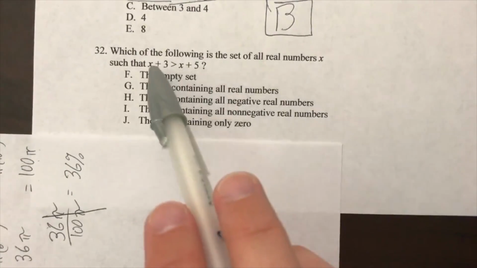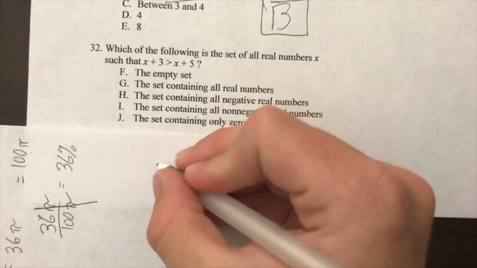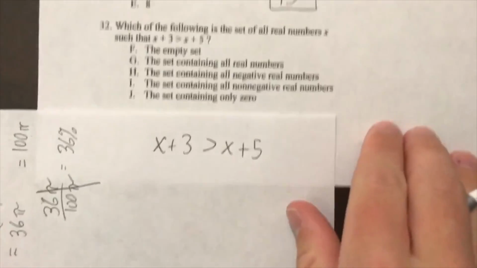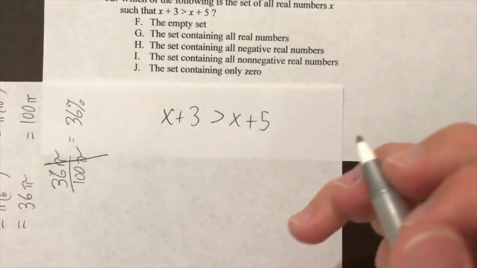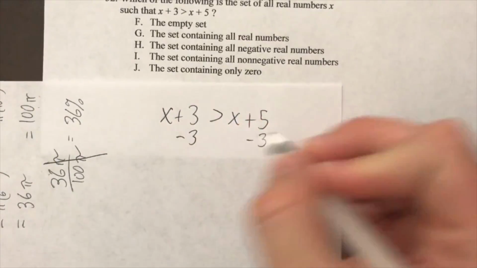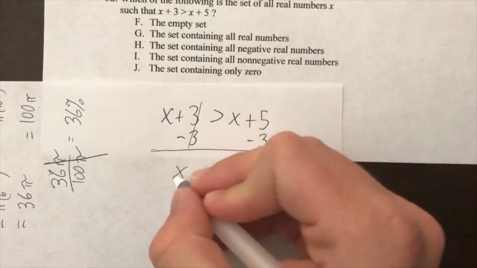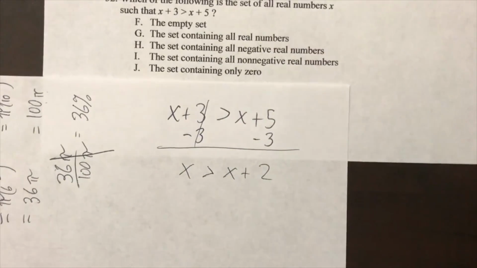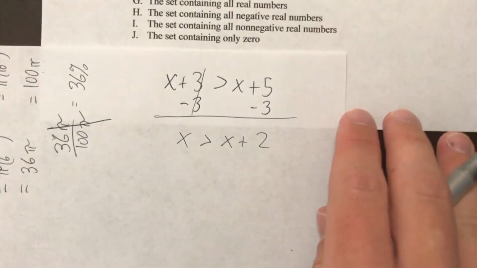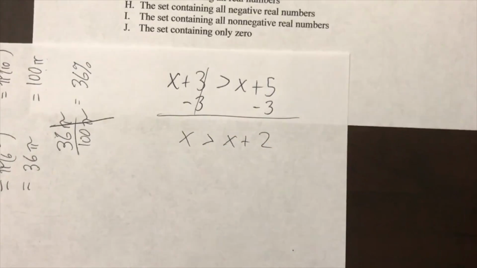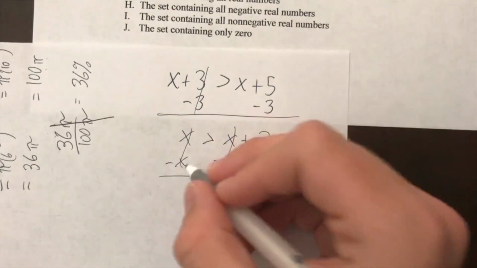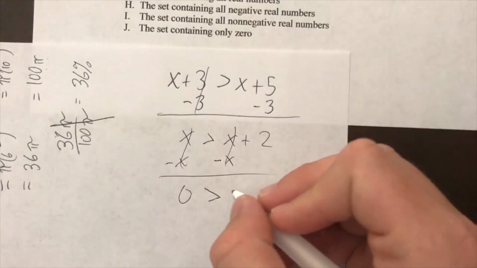So the best thing to do here is just to simplify. I'm not sure off the bat what that is true for. So we have x plus 3 is greater than x plus 5. Now let's see, what can we do? Let's subtract 3 from both sides, okay? See what happens. That leaves us with x is greater than x plus 2. Off the bat, that's looking a little suspicious to me. But let's keep going. We can subtract x from both sides. Minus x, minus x. Cancel, cancel. We got 0 is greater than 2.